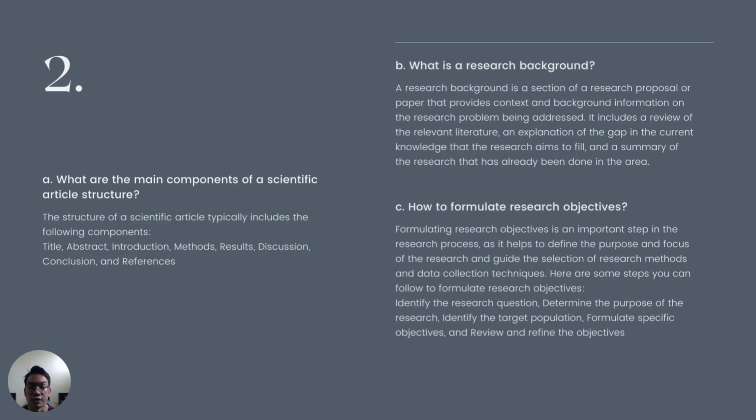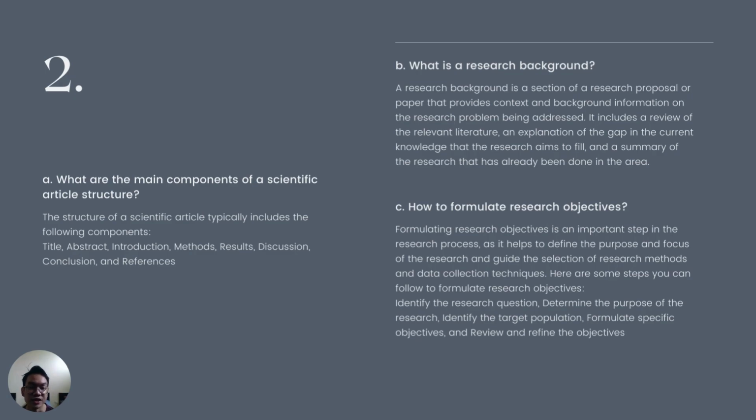B. What is research background? A research background is a section of a research proposal or paper that provides context and background information on the research problem being addressed. It includes a review of the relevant literature, an explanation of the gap in the current knowledge that the research aims to fill, and a summary of the research that has already been done in the area.